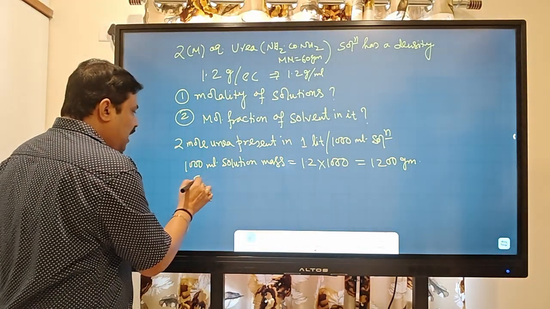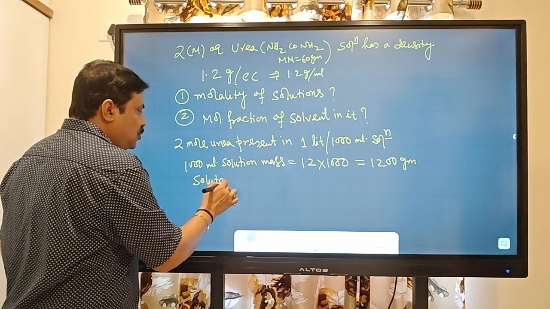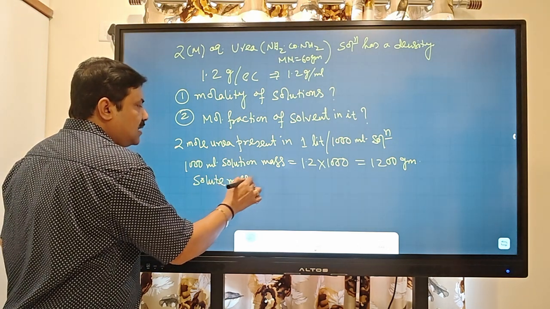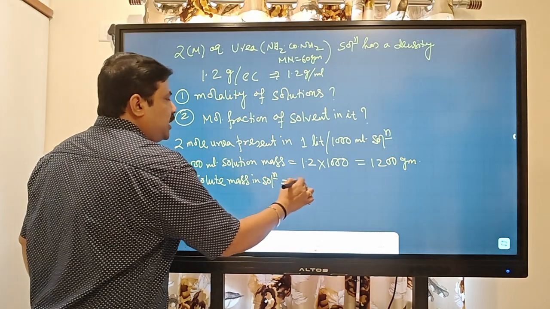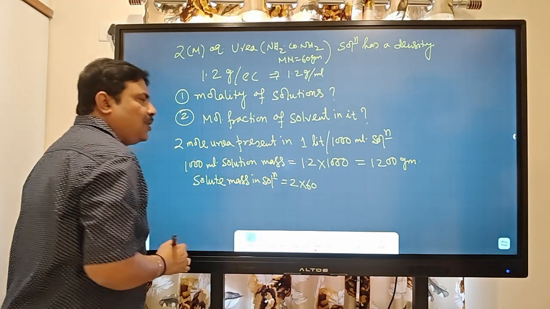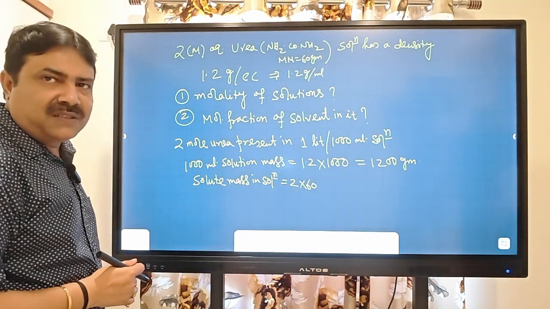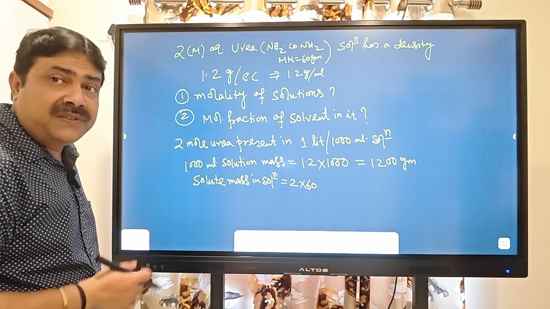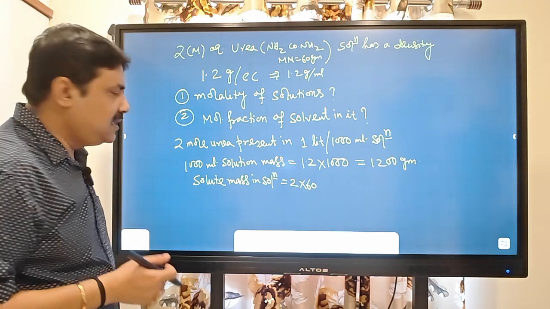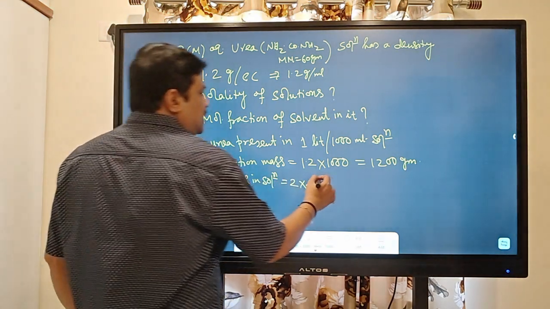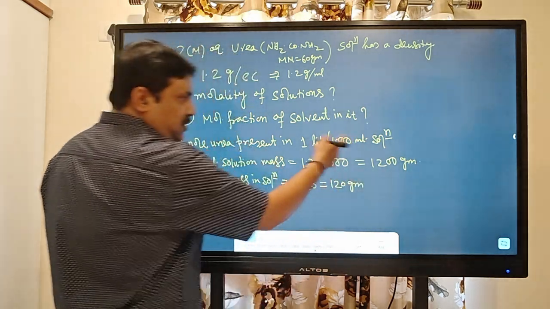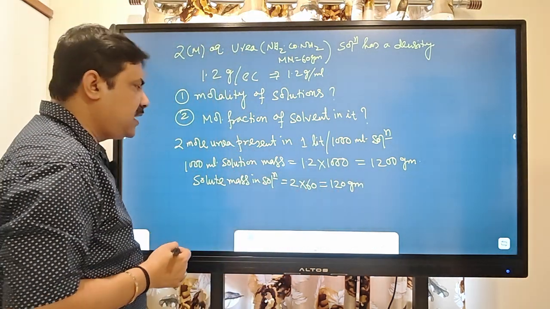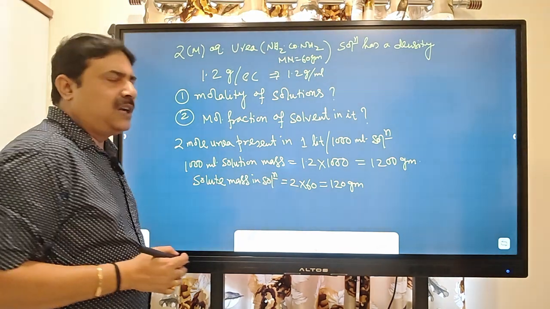Then solute mass in solution will be equal to 2 into 60. So moles is the amount of substance multiplied by molar mass. You look at it everywhere in maths. So that's why 2 into 60, which is nothing but 120 gram. Then solution mass is 1200 gram. Solute mass is 120 gram.